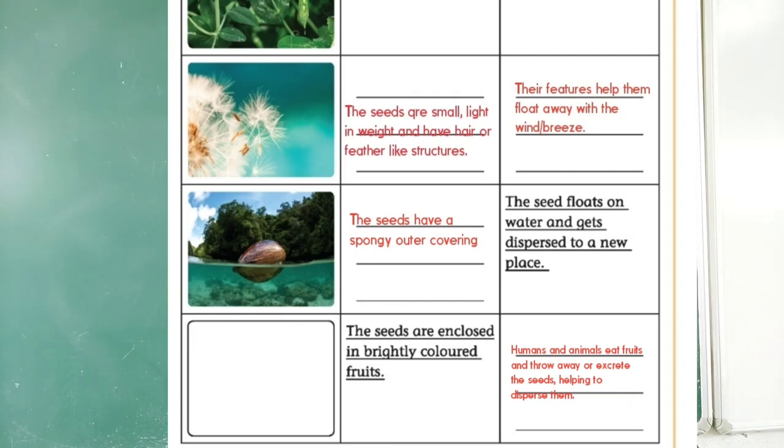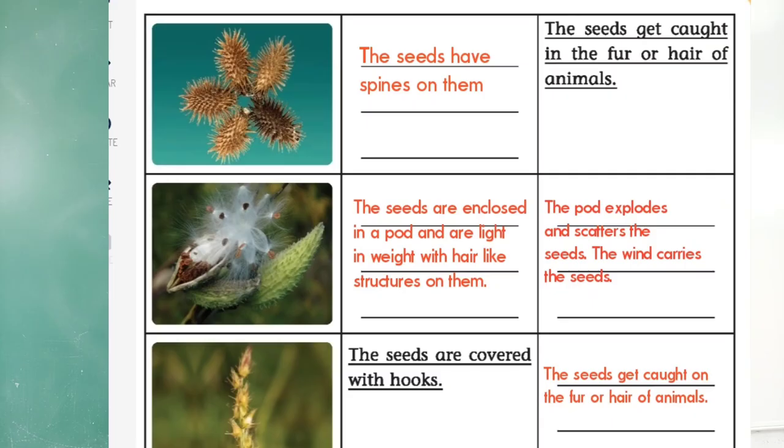next is this spine type or hook type one. So the special features are, the seeds have spines on them and how it is helping, the seeds get caught in the fur or hair of animals. Next is, the seeds are enclosed in a pod and are light in weight with hair like structures on them, and the pod explodes and scatters the seeds, wind carries the seeds. So you can have the example of cotton plant. Next is, the seeds are covered with hooks. The seeds get caught on the fur or hair of animals.